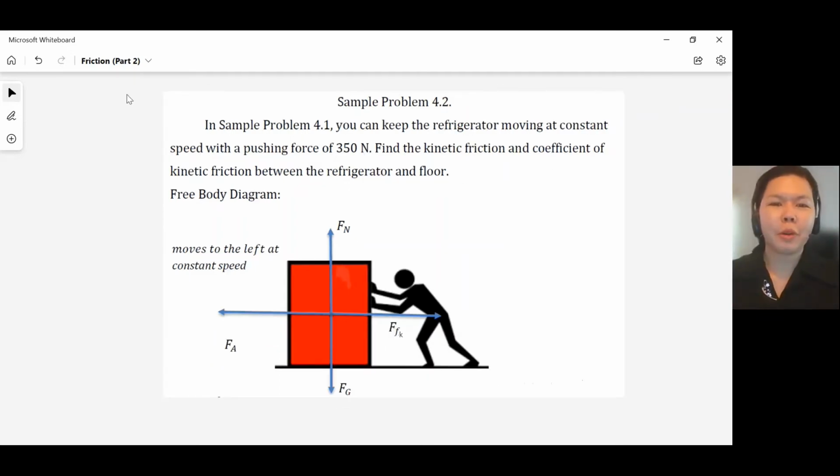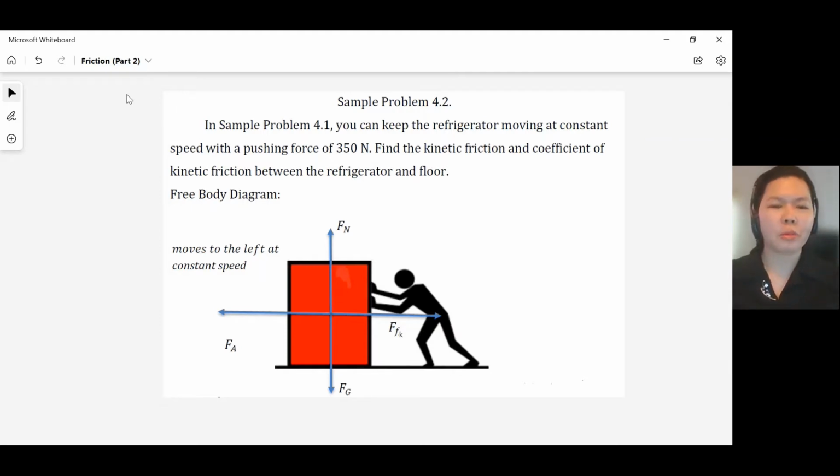which is just a continuation of sample problem 4.1, the previous problem. You can keep the refrigerator moving at constant speed with a pushing force of 350 newtons. Find the kinetic friction F sub K and the coefficient of kinetic friction mu sub K between the refrigerator and floor.